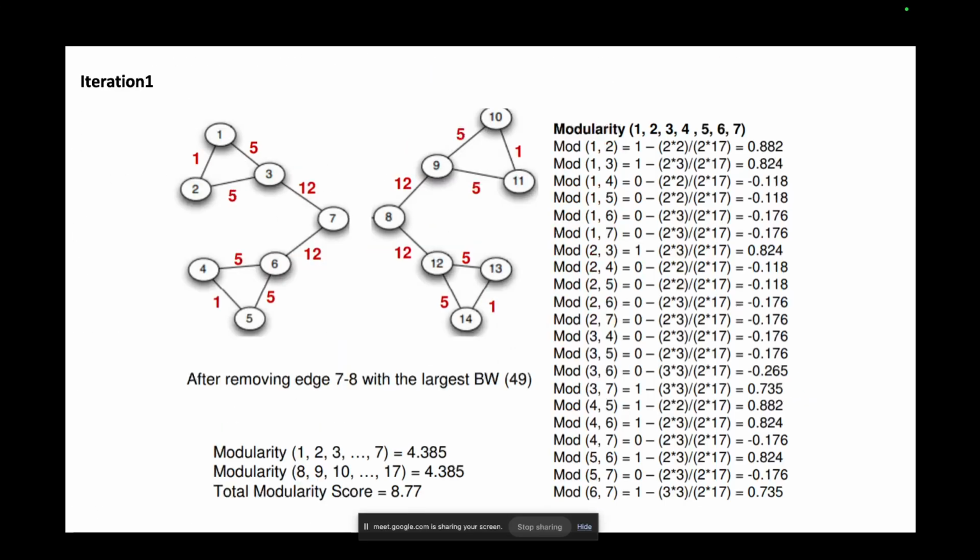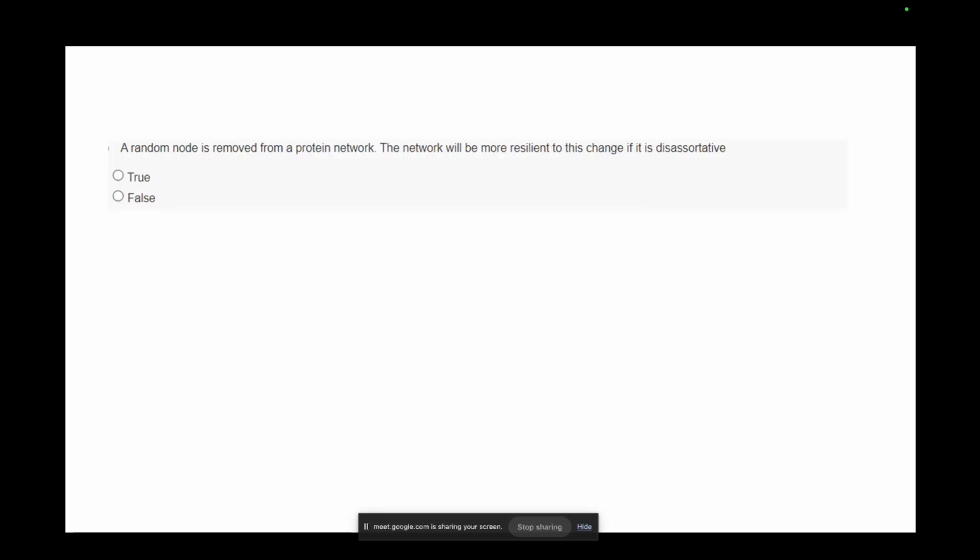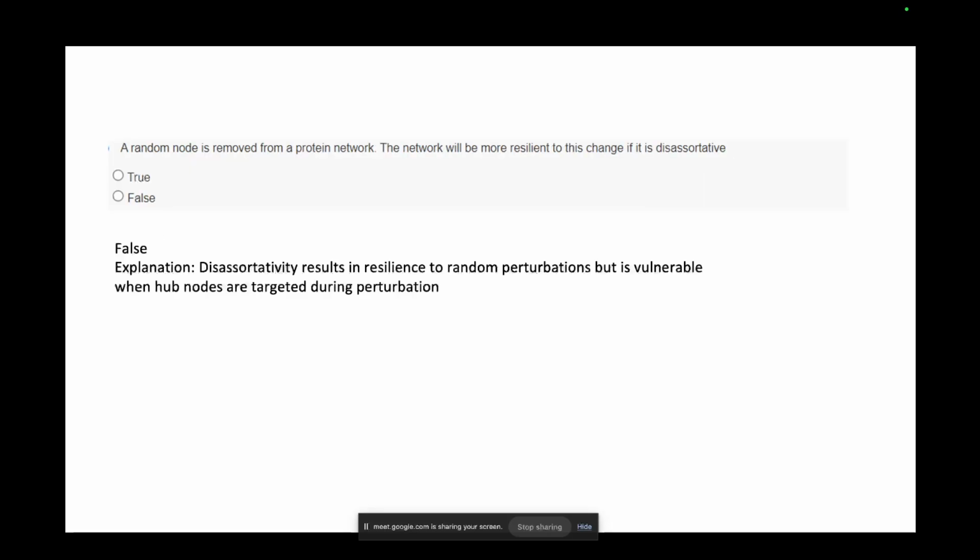If you go back to the question, if it is disassortative, it means the higher the value of disassortativity, the less resilient it is. So it is actually saying the opposite. The statement says disassortativity results in resilience to random perturbations but is vulnerable when hub nodes are targeted during perturbation.